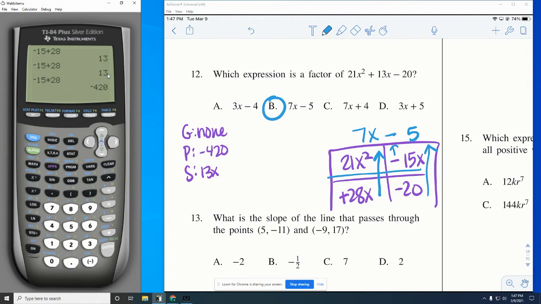Just to finish this off, these two will share a 3 and an x, and these two will share a +4, not to be confused with answer choice A, which is a -4. So remember, those signs follow from the outside box.